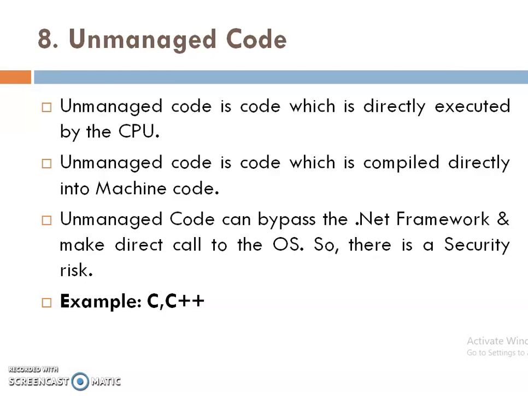Now the next component is unmanaged code. Unmanaged code is code which is directly executable by the CPU. Unmanaged code is code which is compiled directly into machine code. Unmanaged code can bypass the .NET Framework and make a direct call to the OS. So there is a security risk, for example C and C++.